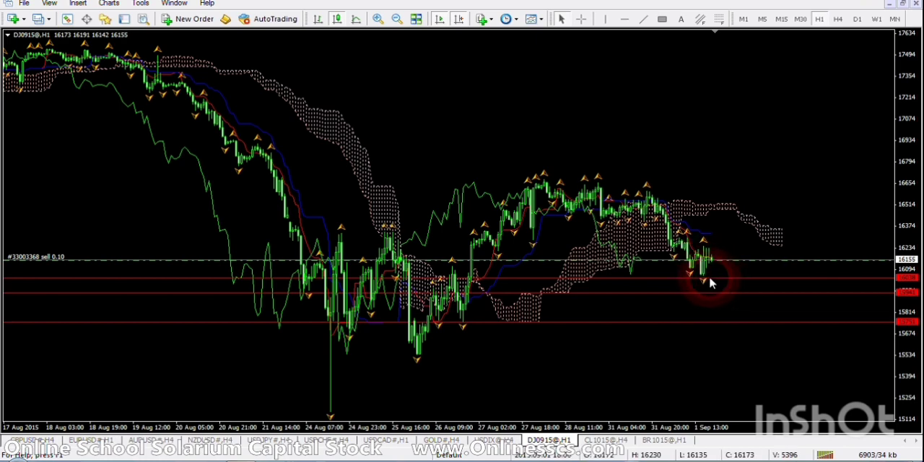When this one breaks, where do I have a flat? Here. Okay. So I have 3 targets here. I can keep my sell position until here, or if this line breaks, I can keep my sell position until this place.